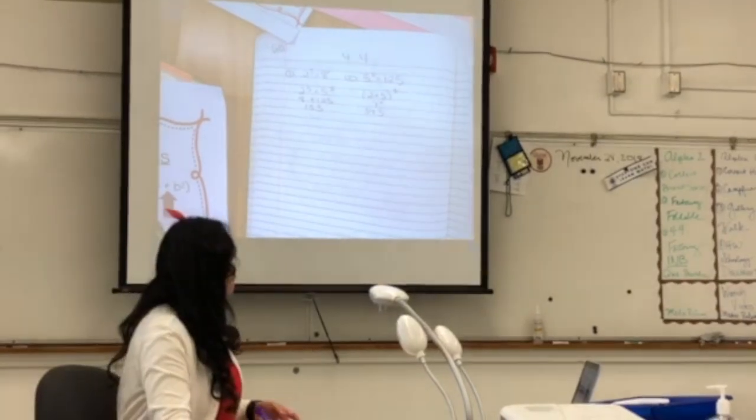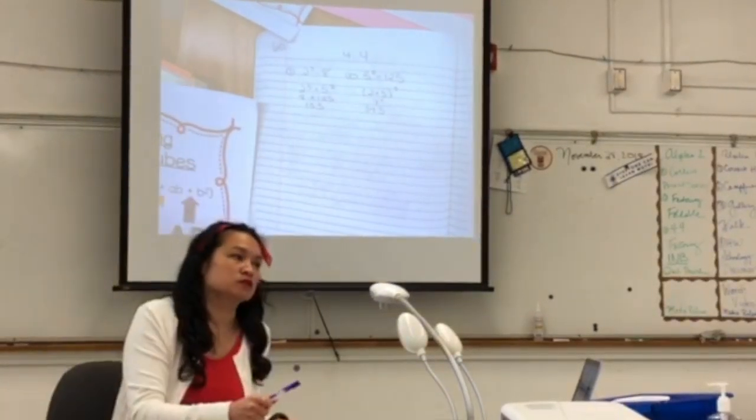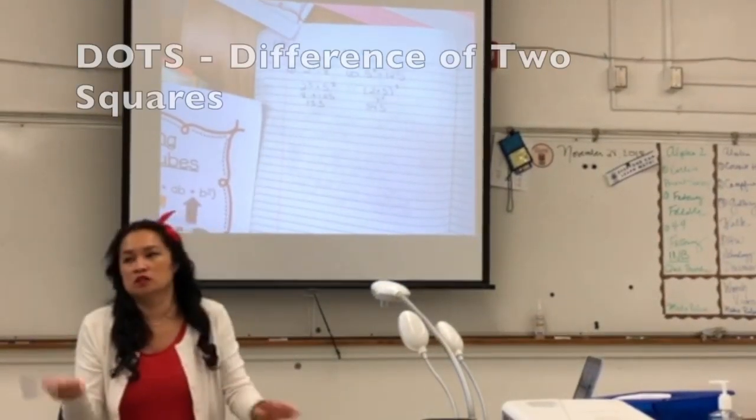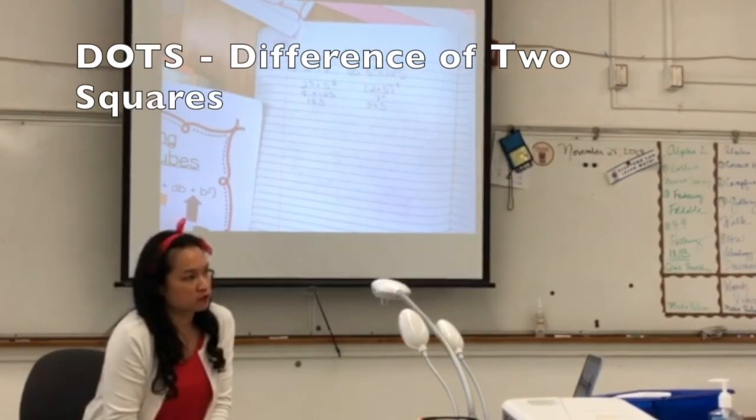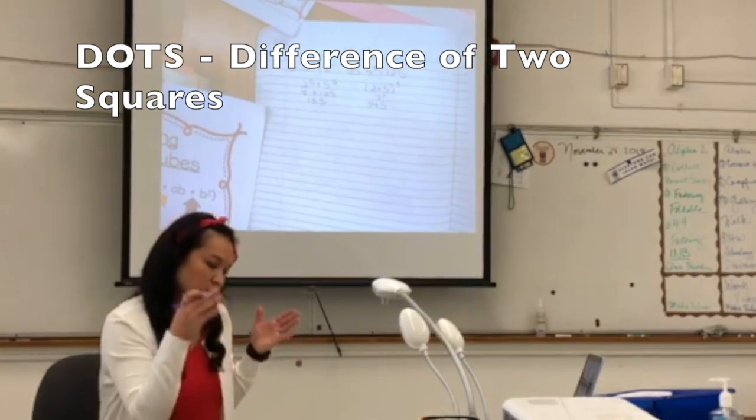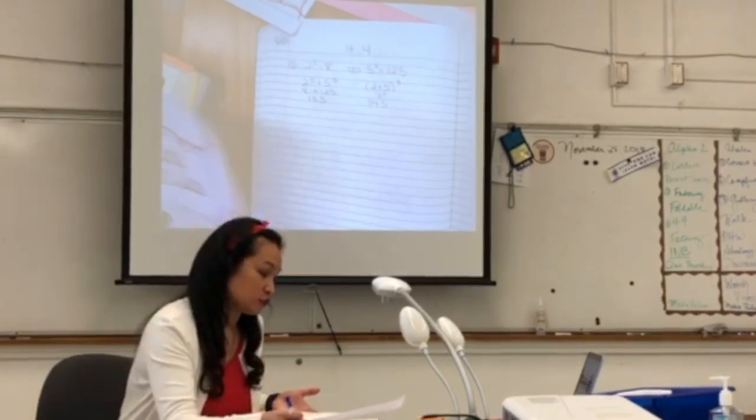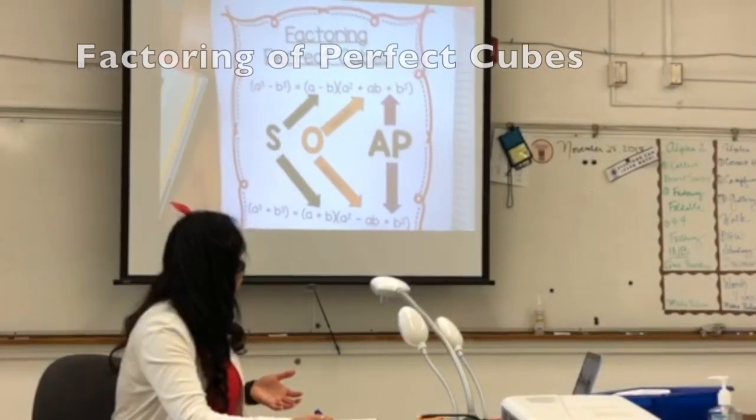Okay, so one of the special products you learned before was called DOTS. What did DOTS stand for? Difference of two squares. Perfect. So we are actually going to do factoring of perfect cubes.